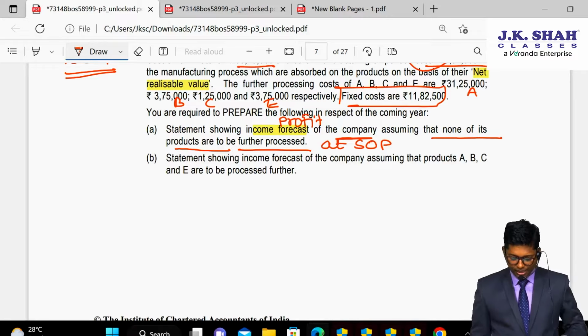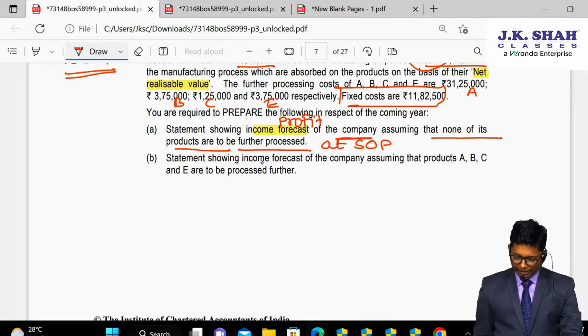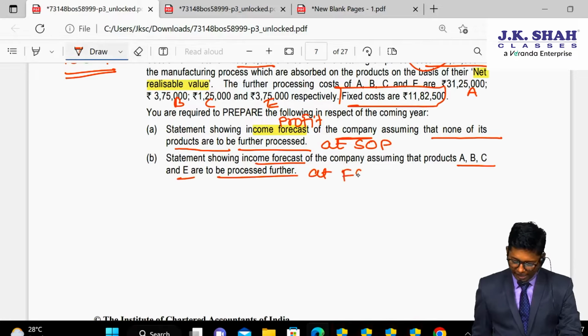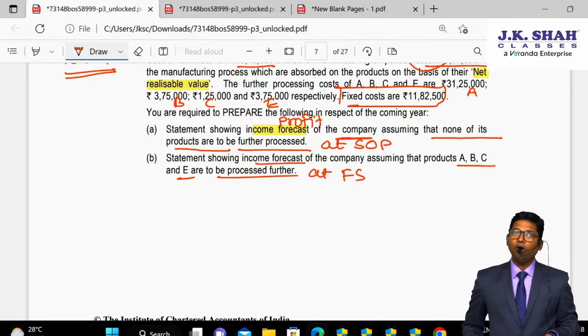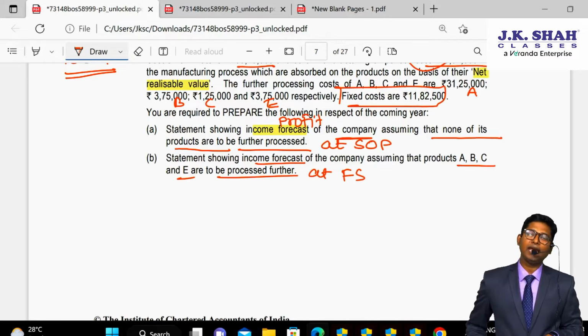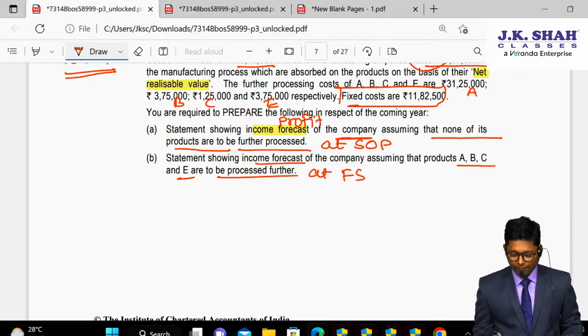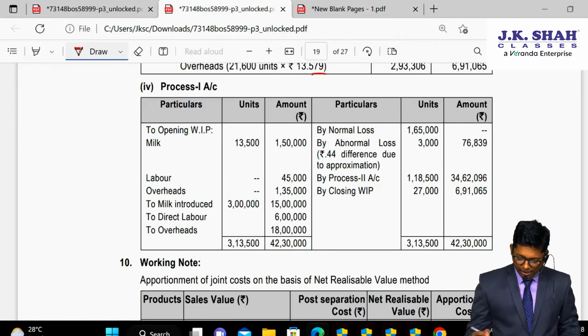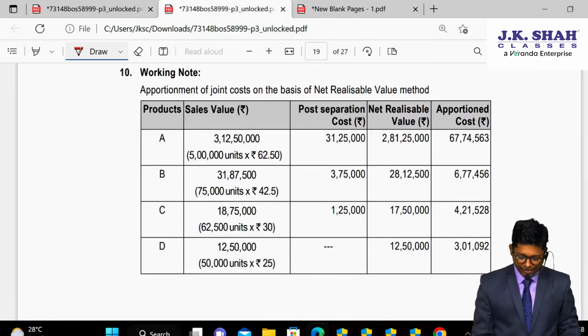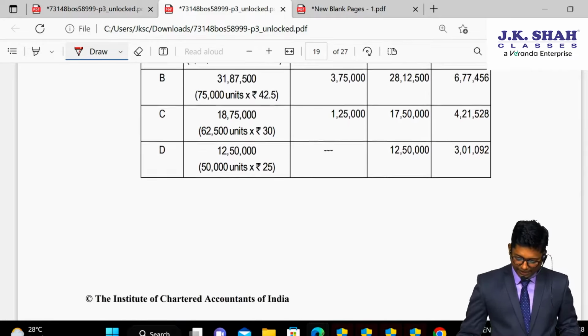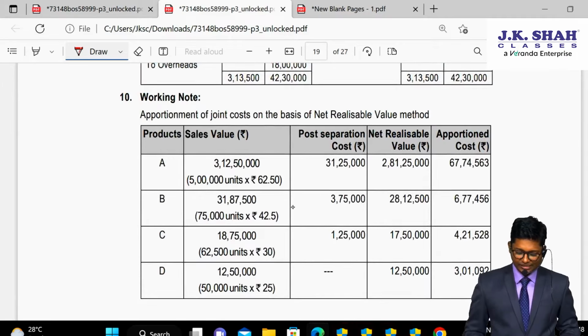And in point number 2, the question says you should prepare a statement showing income forecast, means profit of the company, assuming that products A, B, C and E are further processed, means what will be the profit at the final stage, and profit at split off point is asked in the question. But before computation of profit, you always perform the first calculation, and that is your apportionment of joint cost by using NRV. I would like to show this solution directly because you need not spend much time on this. A, B, C, D and E, all the products are given, their sales value is computed.